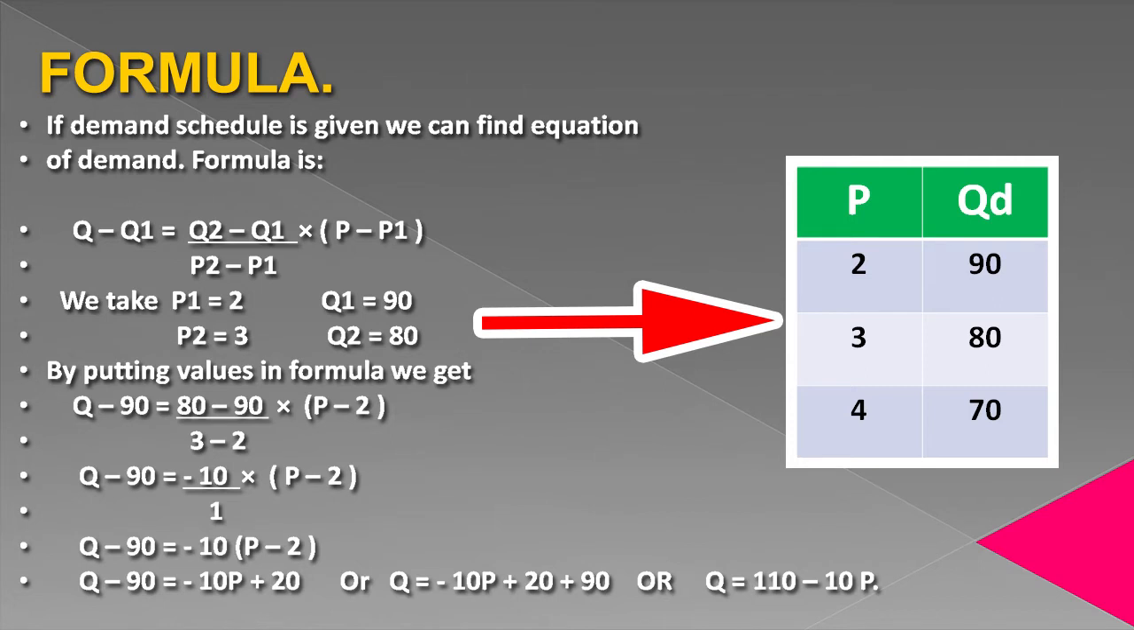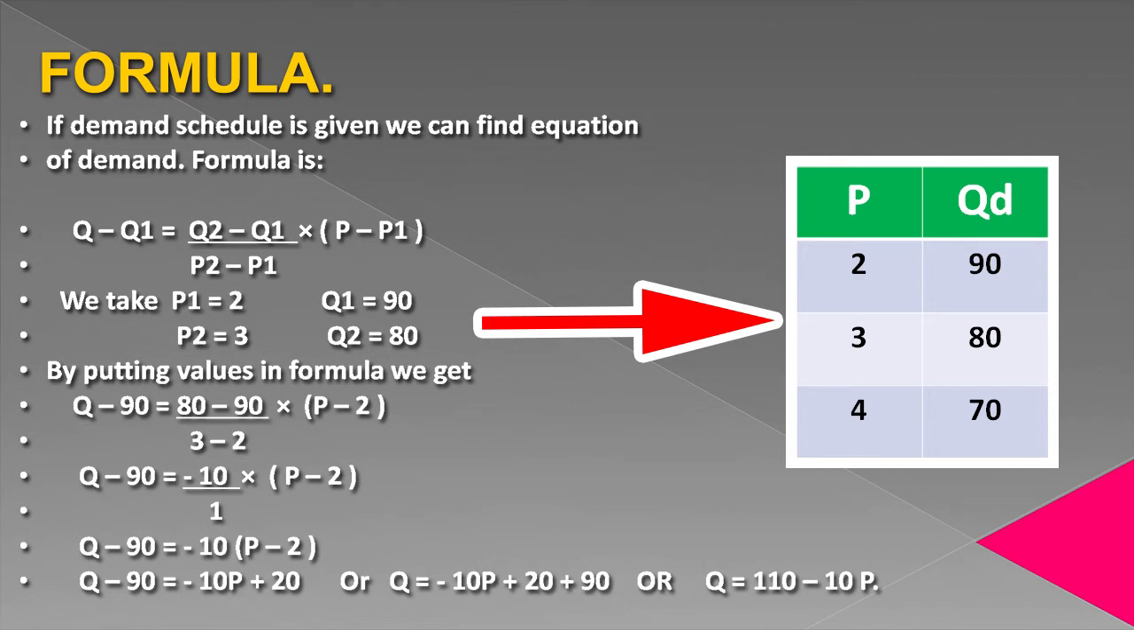Price is 2, quantity demanded is 90. Price is 3, quantity demanded is 80. Price increases to 4, quantity demanded decreases to 70. This indicates a negative relationship between price and quantity demanded. Price increases, quantity demanded decreases.